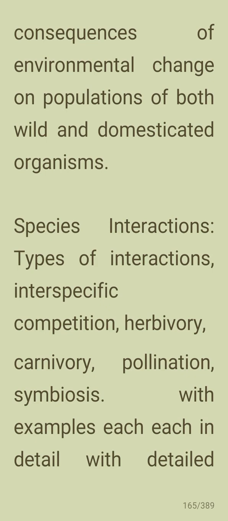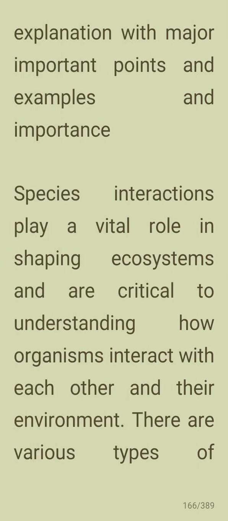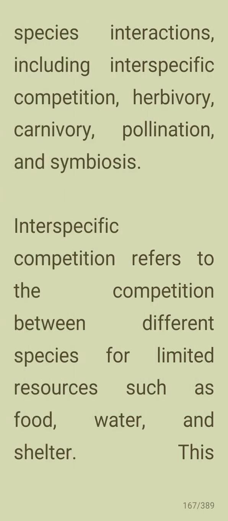So, species interactions. Next topic. Species interactions play a vital role in shaping ecosystems and are critical to understanding how organisms interact with each other and with their environment. There are various types of species interactions including interspecific competition, herbivory, carnivory, pollination, and symbiosis.